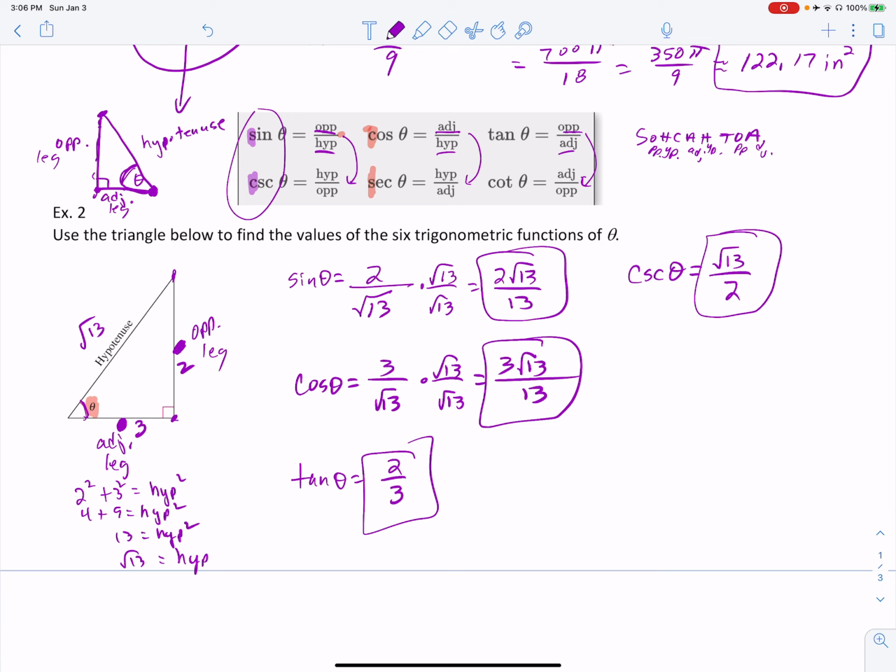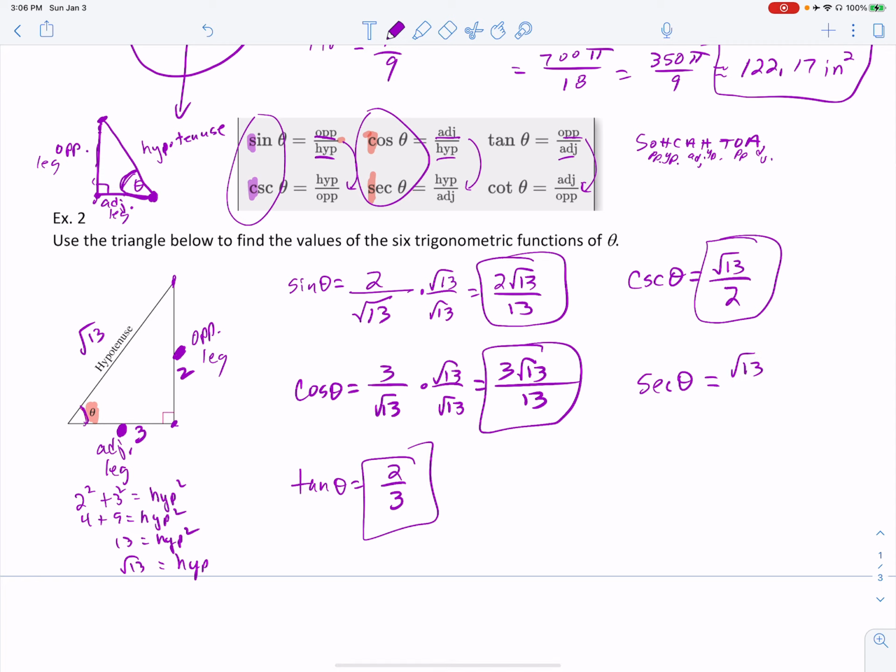There you have it. The reciprocal of cosine, remember cosine starts with a C, its reciprocal is secant, starts with an S, and it's the reverse. It's adjacent, or excuse me, hypotenuse over adjacent. So it's root 13 over 3. And there's your secant. And the reciprocal of tangent is cotangent of theta. And cotangent of theta is adjacent over the opposite. So there you have your 6 trig values of theta. Make sure you rationalize.